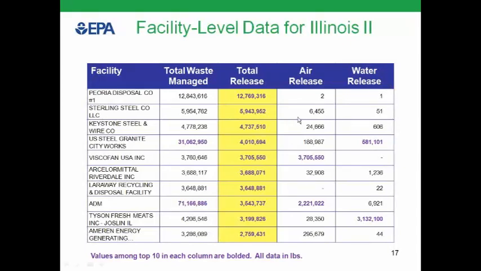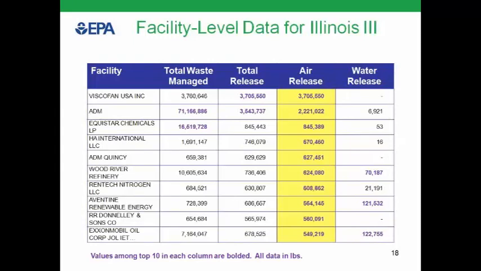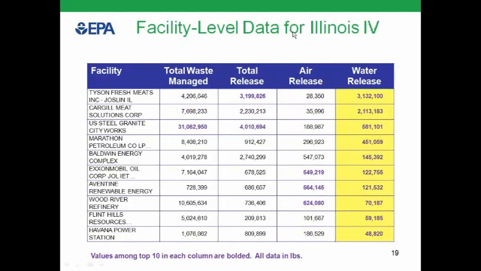Though you'll notice that, again, 99%+ of the releases here are being released to land. So another metric would be air releases. This is where, if you're thinking more about fate and transport or exposure, maybe you're going to look more at this type of metric. Again, a different top 10. This facility at the top here didn't rise to the top in terms of waste management, but it's pretty much all air releases. So if you look at that metric, it gives you a different answer.